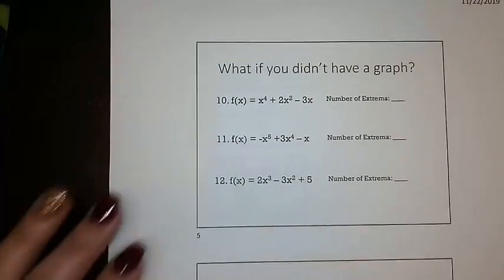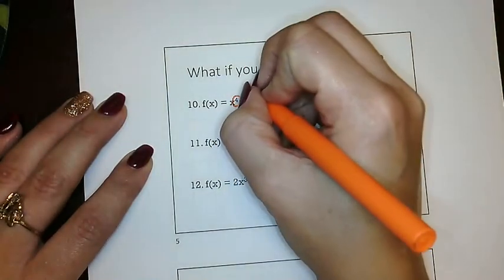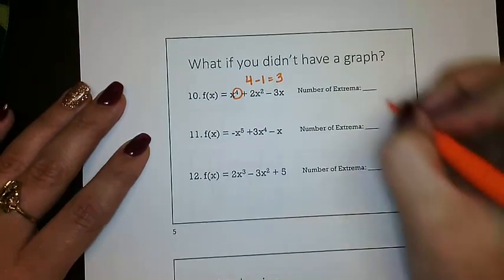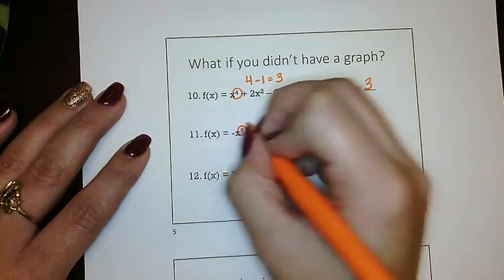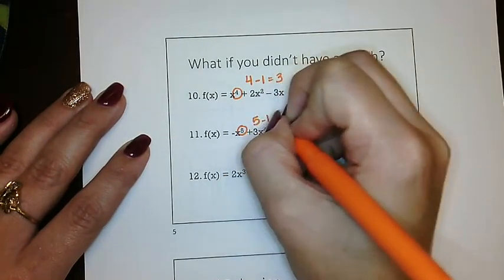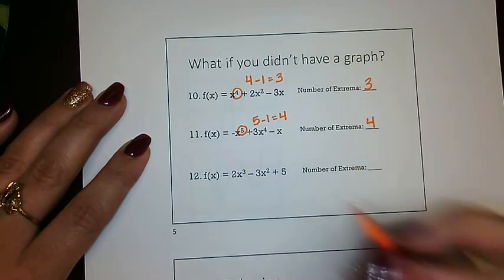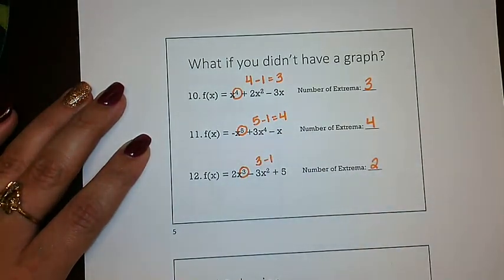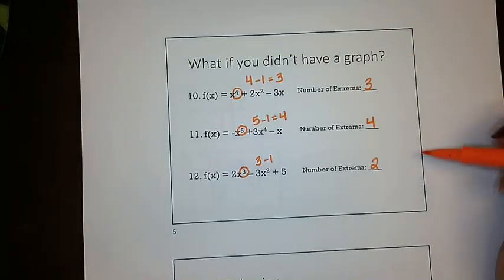Now I just do the inverse when I'm looking at the function and not the graph. So my degree is 4. That's the highest one. 4 minus 1 tells me I have 3 extremas. My highest exponent in this next one is 5, and 5 minus 1 gives me 4 extrema. And then in this last one, my highest exponent is 3. 3 minus 1 gives me 2. So this is how you find the number of extrema if you don't have a graph.